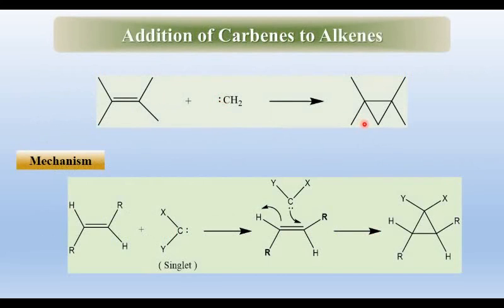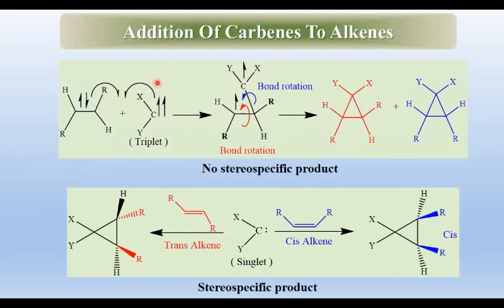Here is the addition of carbene to an alkene to produce cyclopropane. The mechanism is a concerted one to give the product. Here is the mechanism. Here is the addition reaction of carbene to an alkene.